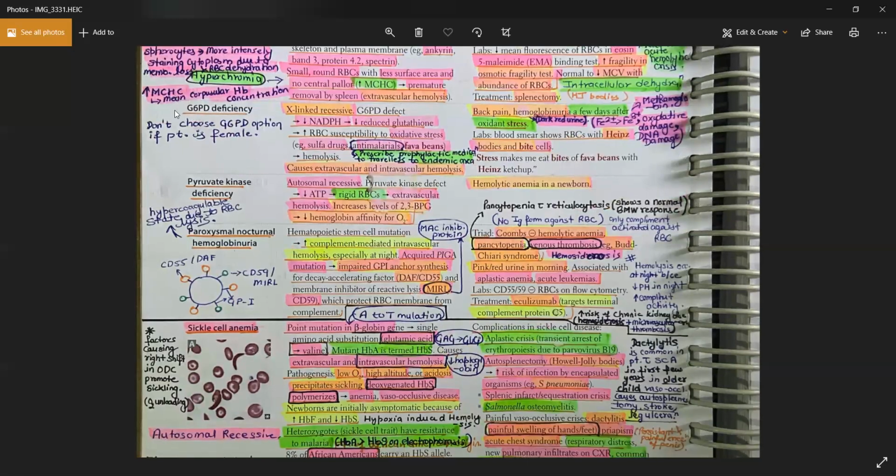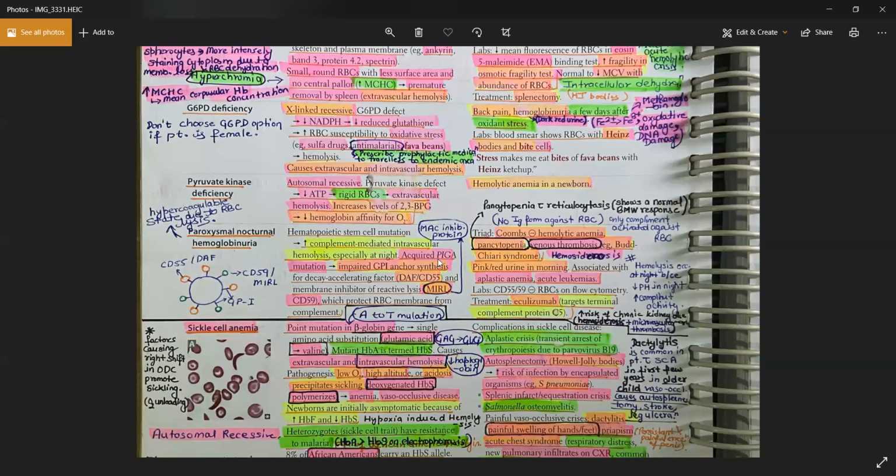Okay, then comes the glucose 6, sorry, just skip that for now. Then you have the paroxysmal nocturnal hemoglobinuria, which is again a membrane defect, okay, in which you have a loss of this glycoprotein, okay, which is an anchor protein. Okay, it will anchor the DAF and the MIRL with the RBC's membrane, and this DAF and the MIRL are responsible for the inhibition of the complements against the RBCs.